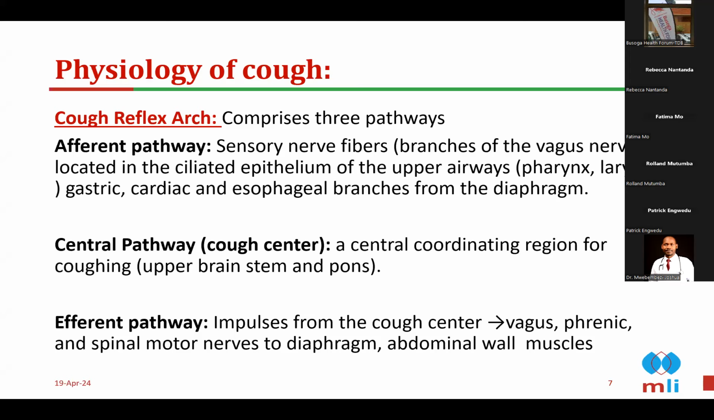And then the coordinating center processes the information and sends it back through the vagus nerve, the phrenic nerve, as well as the spinal motor nerves, basically to the diaphragm and the abdominal wall muscles. And this helps to initiate the cough reflex, so the person starts coughing.